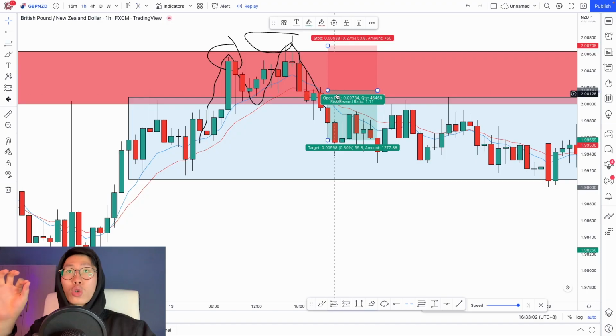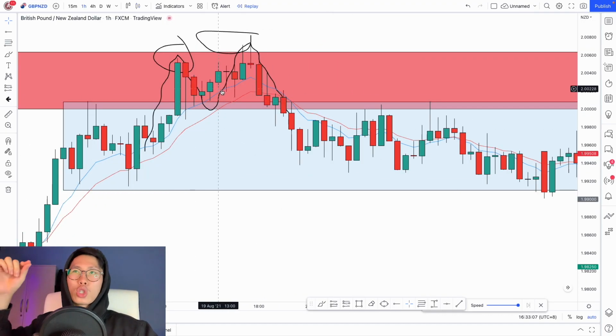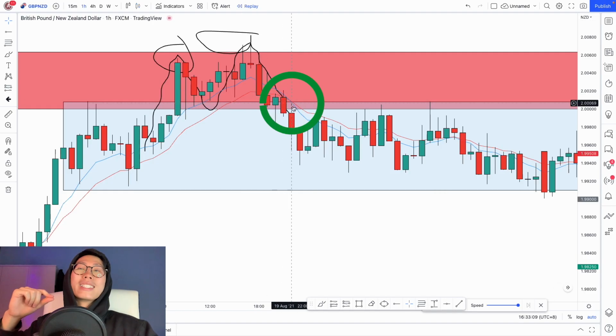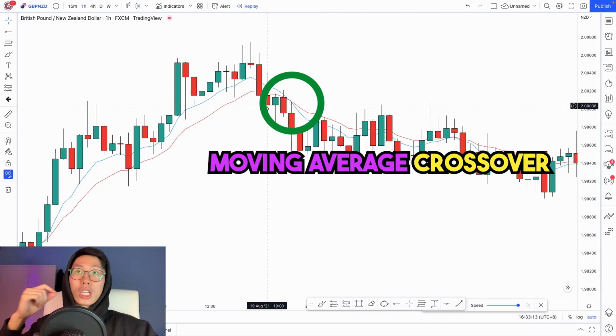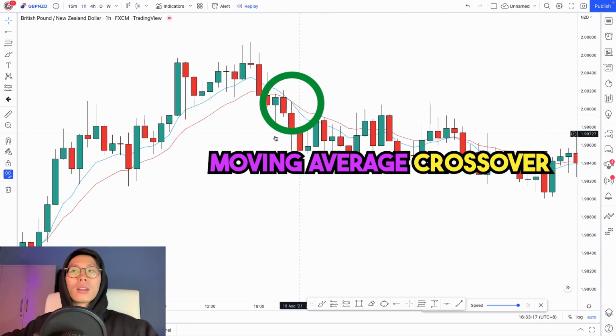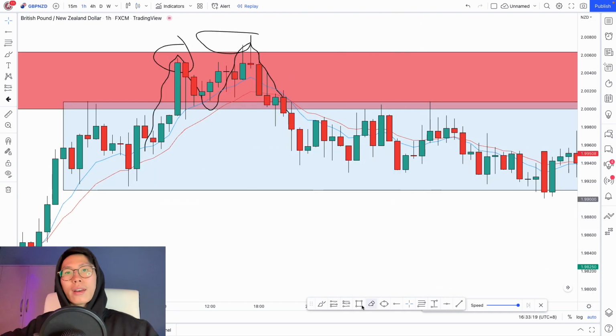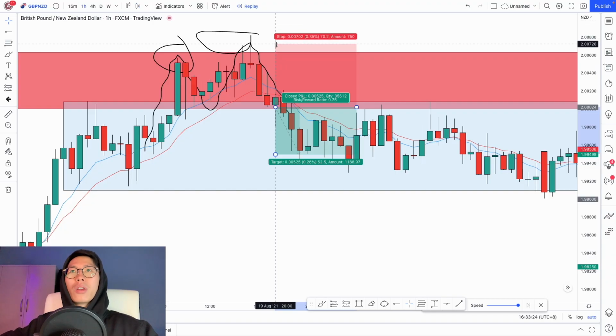Or a fourth confluence could even be the moving average crossover. You can see at this point of time, the blue line is still above the red line, but right here, this is when the red line starts to cross over the blue line. You can see right here. So this is the moving average crossover, and we can enter for a sell position right there.